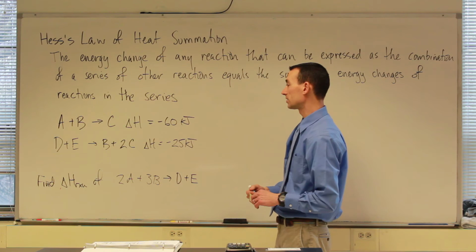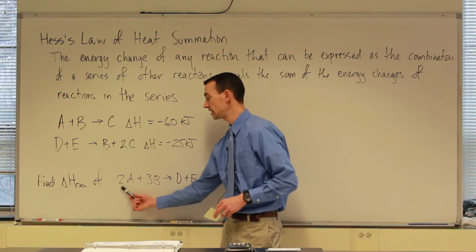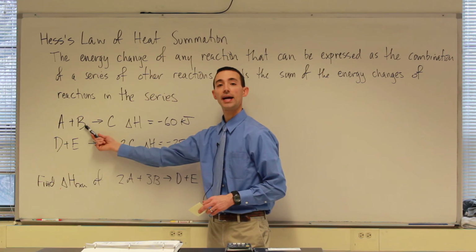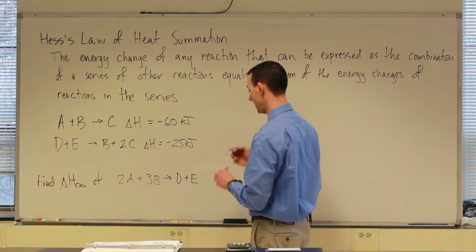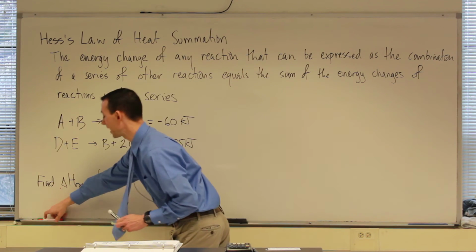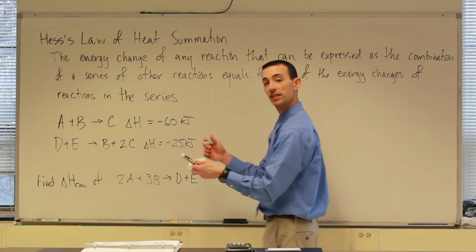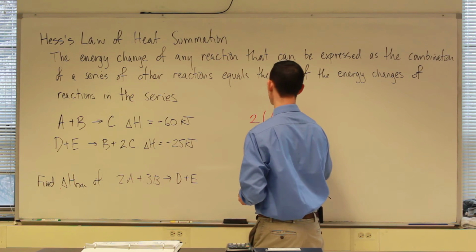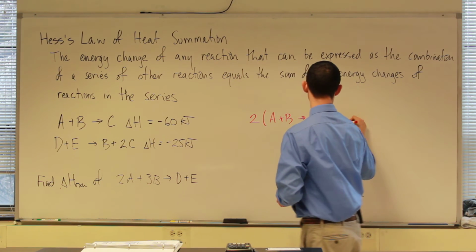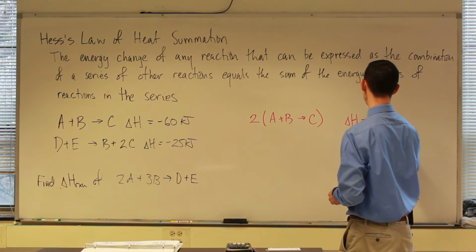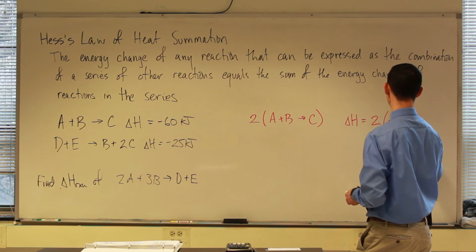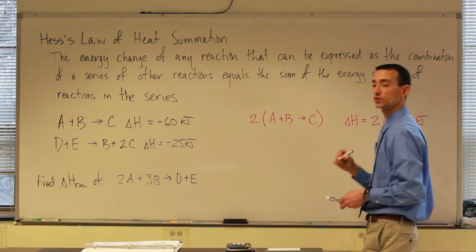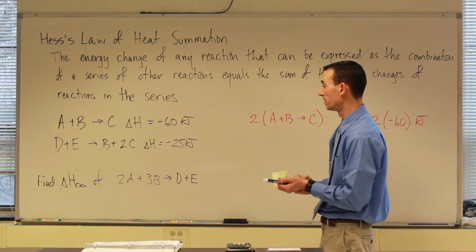All right. So one thing that I'm looking at here is that in my overall reaction I want 2 A's. I've got a reaction up here that involves a single A, so I'm going to just double that in its scale, just like I did a second ago. And I'm going to write 2 times the A plus B to produce C. When I do that, the energy is going to be 2 times the original negative 60 kilojoules, just like it was with our X to Y a second ago.